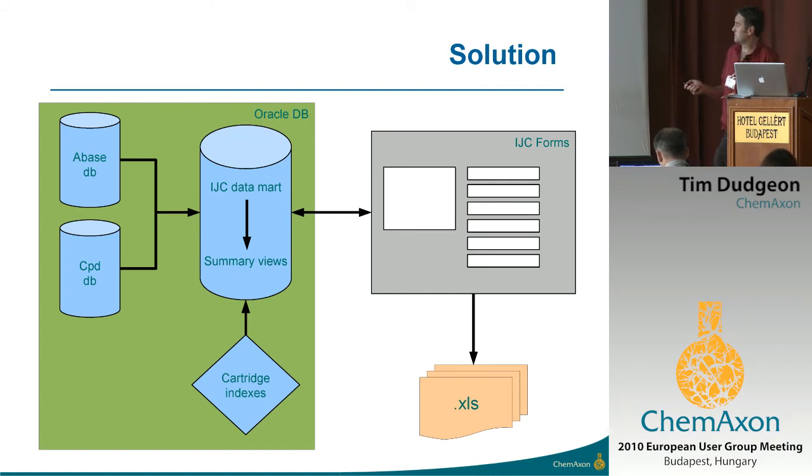So then once that data was put in using the materialized views, we could then generate the IJC forms to report the data. Many of the more expert people used the IJC forms and the IJC functionality directly, but they also just exported the data out using IJC to an Excel file and then distributed that on to their other scientists or their collaborators.